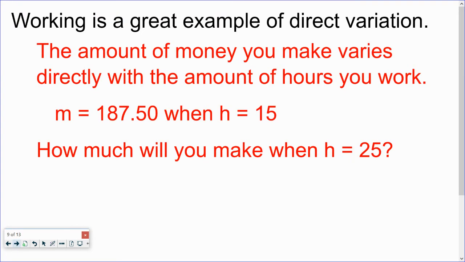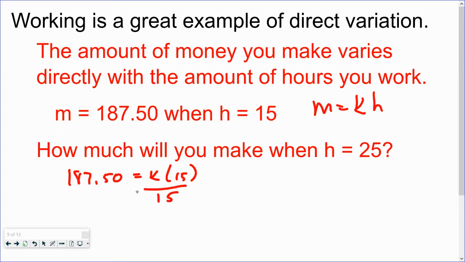And now, what happens if we get these into some sort of word problem? Something that goes along to life here. The amount of money you make varies directly with the amount of hours you work. Well, duh, it still does. So in writing this out, the amount of money I make varies directly to the hours I work. There's the equation. I want to find out what k is. In this case, what I'm finding out is how much do I make per hour? So this would be 187.50 is equal to k times 15.